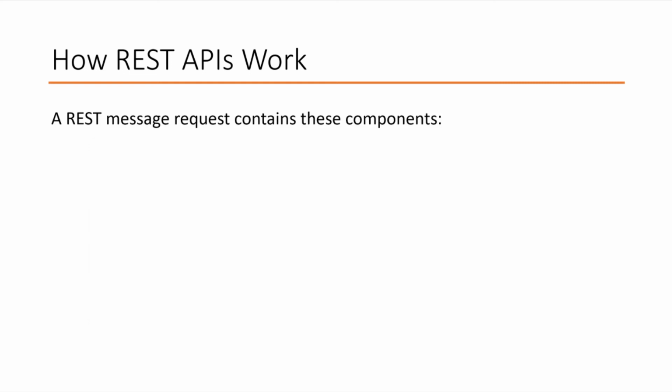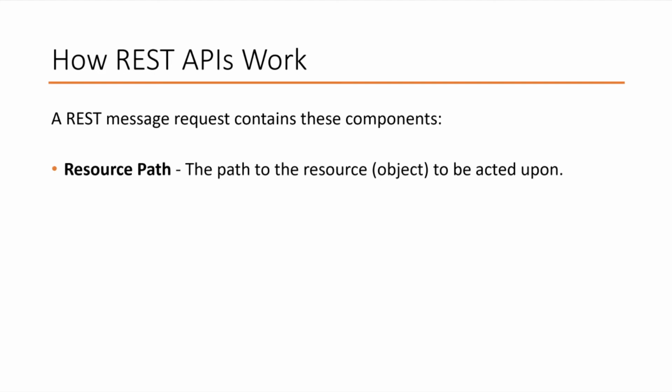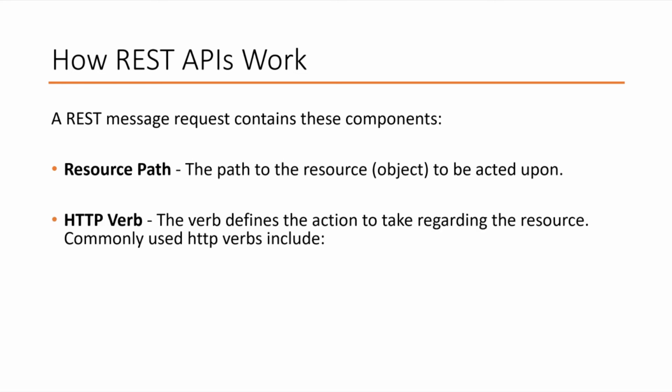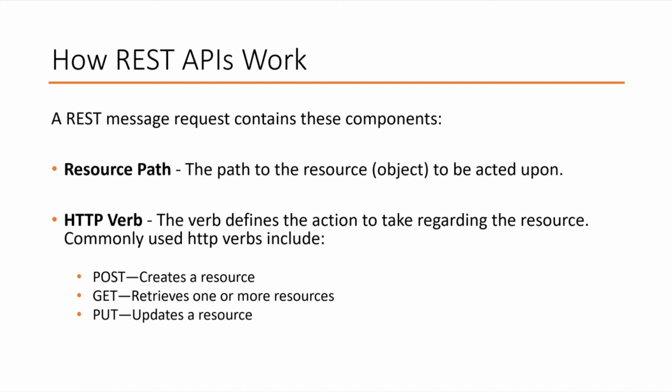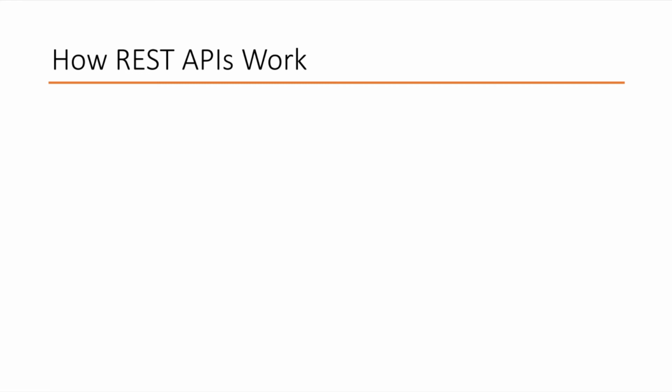A REST message request contains these components: resource path, the path to the resource, the object to be acted upon; HTTP verb, the verb defines the action to take regarding the resource. Commonly used HTTP verbs include POST, which creates a resource; GET, which retrieves one or more resources; PUT, which updates a resource; and DELETE, which deletes a resource.